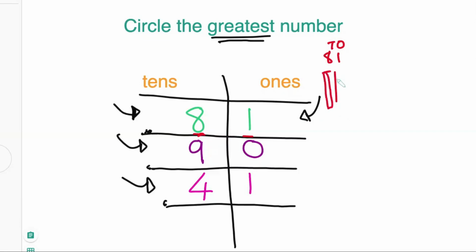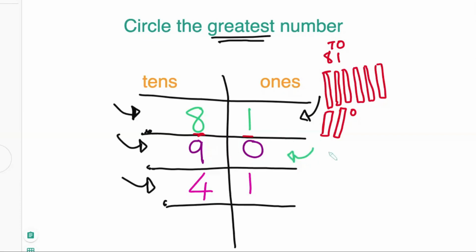1, 2, 3, 4, 5, 6, 7, and 8. How many ones in 81? Yeah, that's right, just the one. There we go, put a little one there. Fantastic. So we've drawn out number 81.